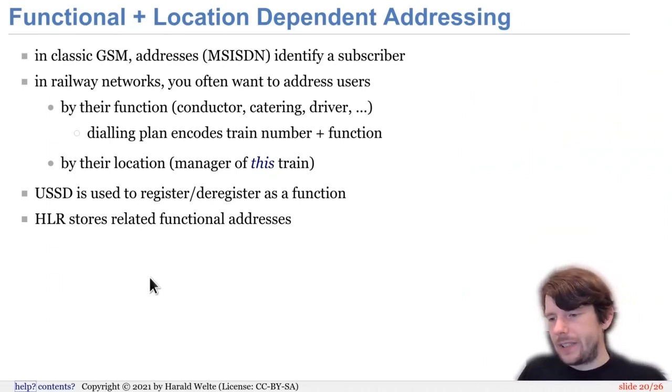To register or deregister for those functions, a USSD-based mechanism is used that is specified. I haven't looked at it in detail, but it's some USSD application in the core network by which from the UE, the users can register or deregister as a function or enter the train number in which they are working right now. The HLR then stores the related functional addresses, so calls can be routed to those, and that's what I said. The HLR also needs a bit of extension in this context.